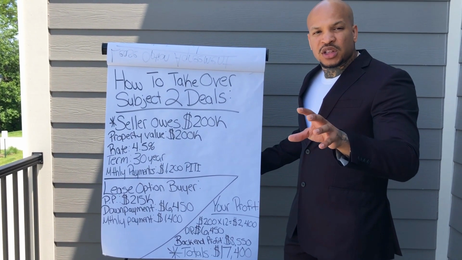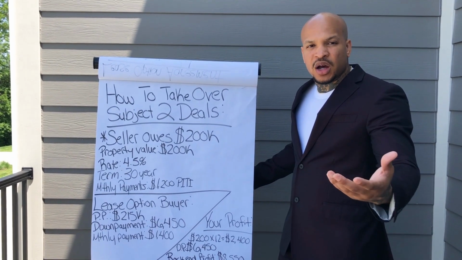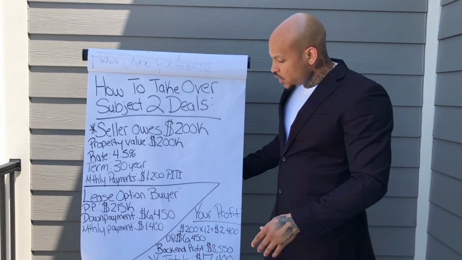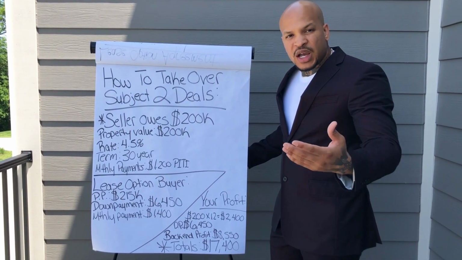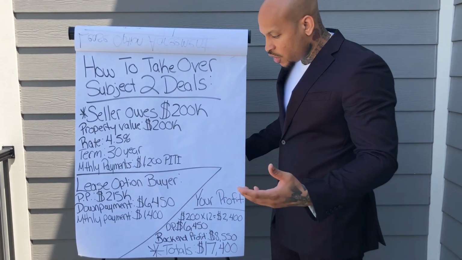But your goal is to at least give them 3% down, because with FHA right now you can get a loan on a mortgage on a house with 3.5% down. So you want to go from that mark or a little bit lower, just to kind of help them out. So I typically do 3% down, which will be $6,450.